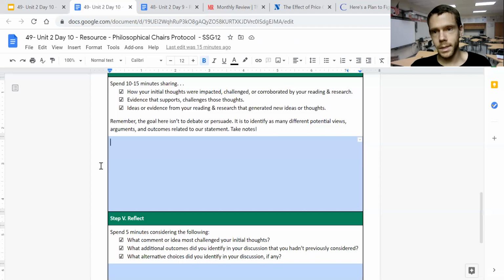Now, again, the goal isn't necessarily to debate or to persuade, like you might do in a traditional Socratic seminar, but it really is to identify all the different potential points of views, arguments, and outcomes together collectively.